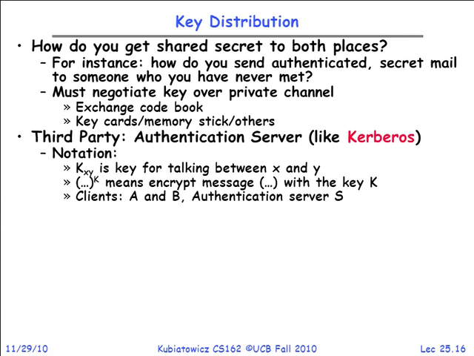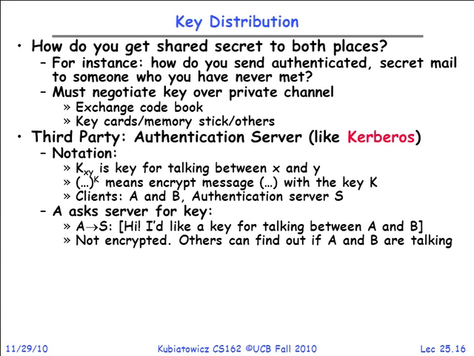Okay, so here's how a third-party authentication server might work. A talks to the server and basically says, hi, I'd like a key for talking between A and B. Notice that A is not talking to B, because A's never met B, A's never exchanged information with B yet. A has talked to S before. This is sort of the registration process. You have to talk to S. And in the original Kerberos protocol, we actually do this, I'd like to talk to B, in clear text. It's not encrypted. Others can find out that A and B are talking.